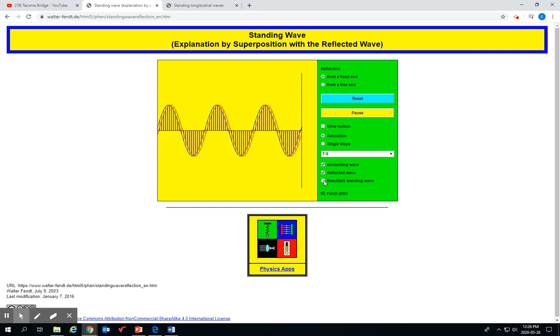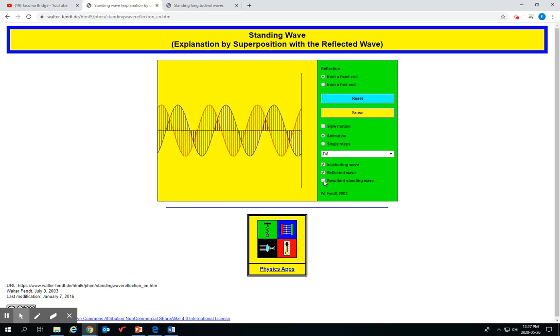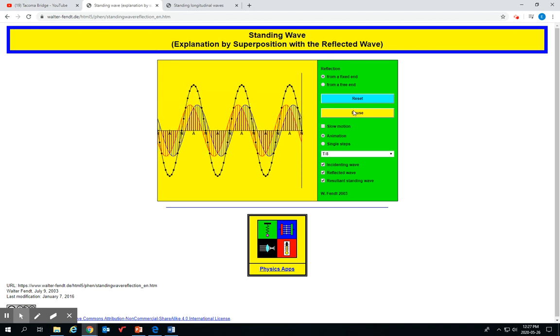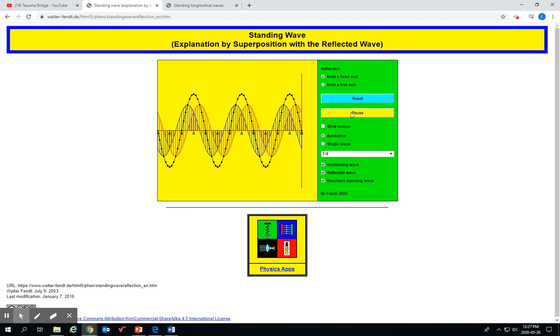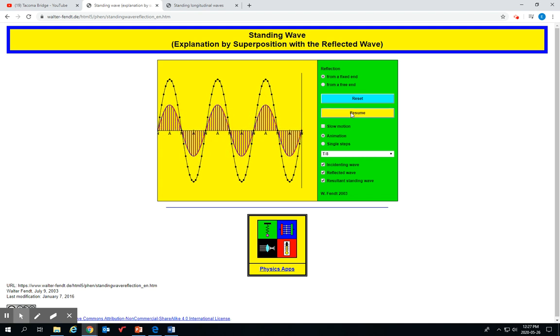Now I'm going to click this other button here, and this is going to show me the superimposed wave. The superimposed wave just illustrates the combined amplitudes of both these waves at given points in time. So let's look at this. Now I'm going to pause at a couple of points just to illustrate how the interference is working. So let's pause right here.